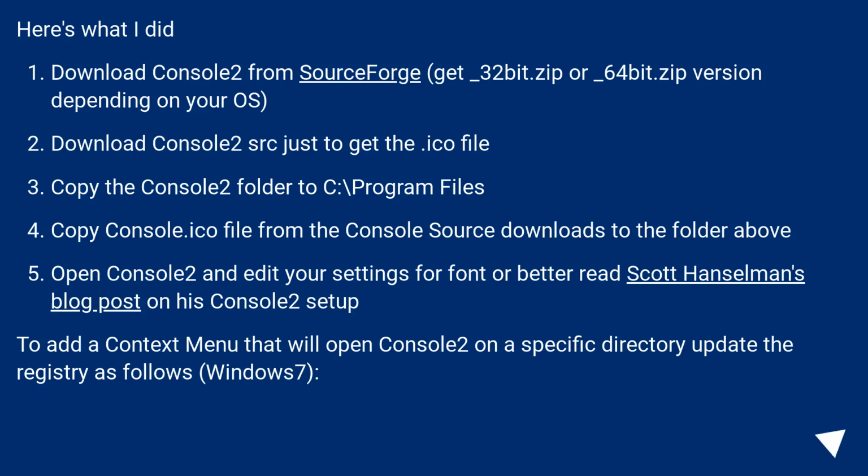Here's what I did. Download Console2 from SourceForge, get the _32bit.zip or _64bit.zip version depending on your OS. Download the Console2 src just to get the .ico file. Copy the Console2 folder to C:\Program Files. Copy the console.ico file from the console source download to the folder above. Open Console2 and edit your settings for font, or better, read Scott Hanselman's blog post on his Console2 setup.